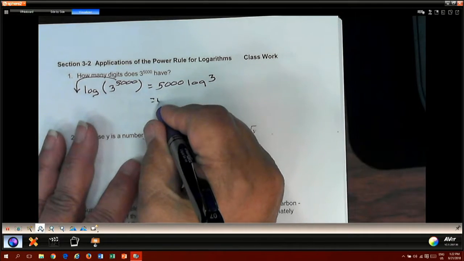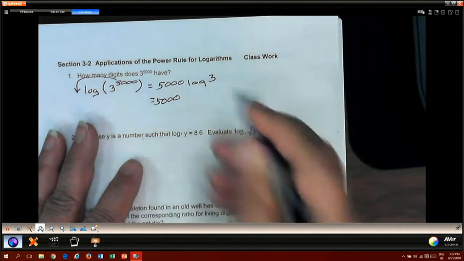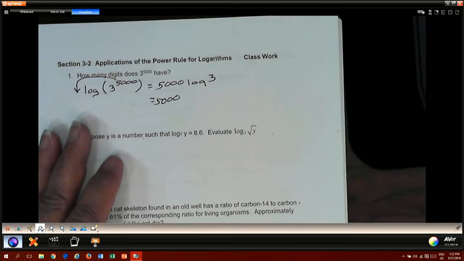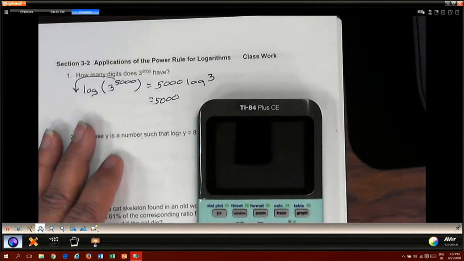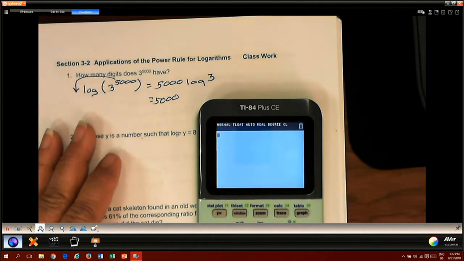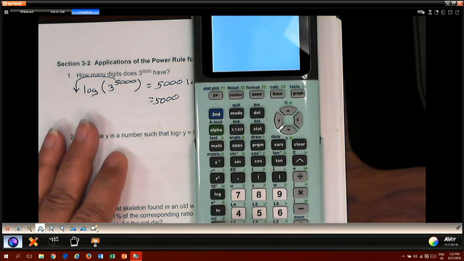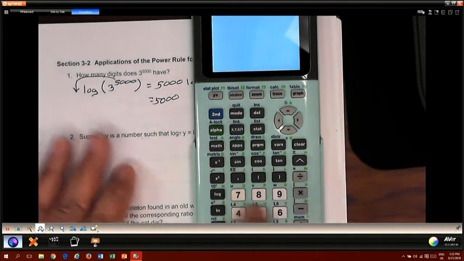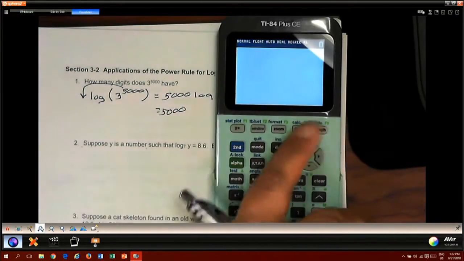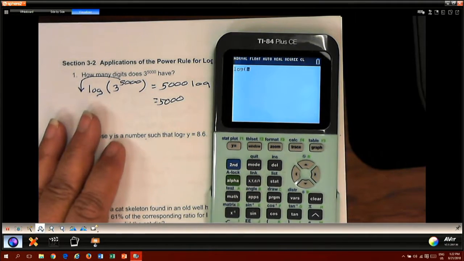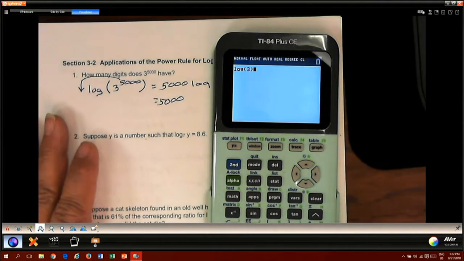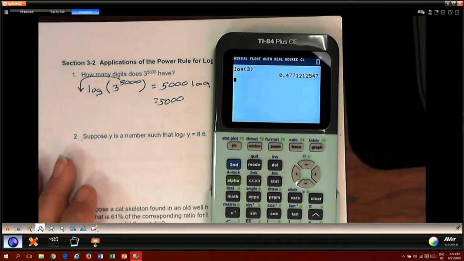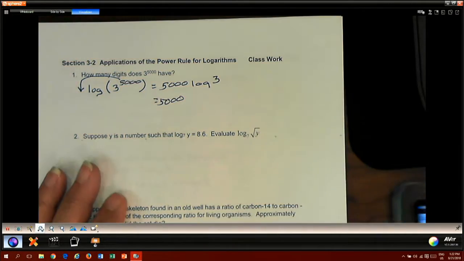Now if you pull out your calculator, we have the log button, which is down here next to the 7. So if we do log of 3, we get 0.47712125547.